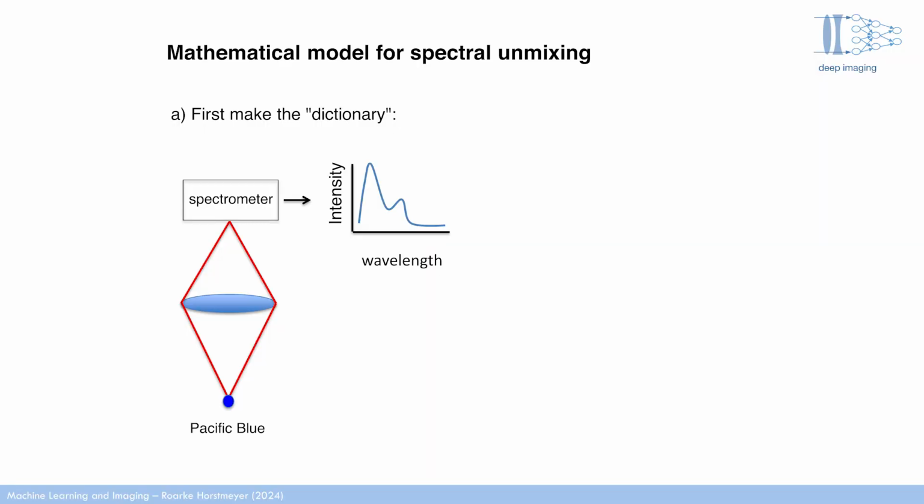So we can take one fluorophore, let's say a blue one. Pacific blue is a popular fluorescent label. And we'll put it under our spectrometer and we'll measure something like this.